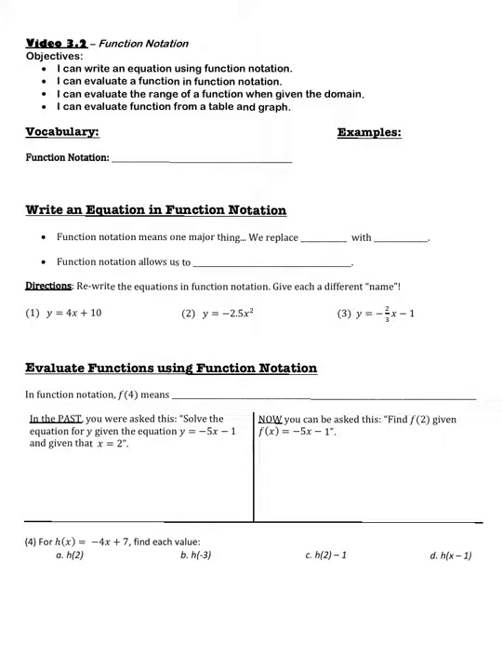So now that we know a relation is a function, from here on out, everything for the most part is going to be a function. We want to know, how do we write an equation using what's called function notation? How do I evaluate a function? And how do I find range when given domain? And then evaluating a function from a table and a graph. So let's just start right with function notation.